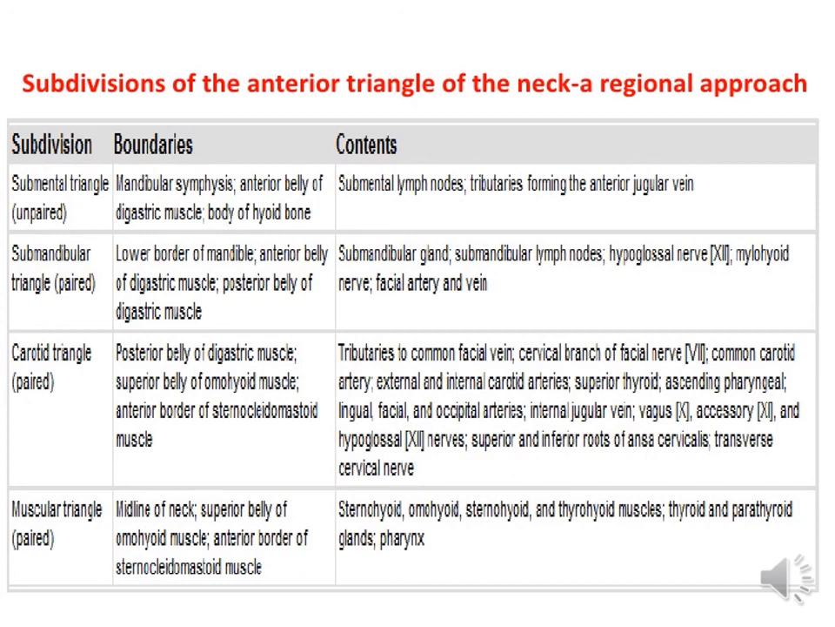The last triangle, the muscular triangle. Its boundaries: midline of neck, superior belly of omohyoid muscle, anterior border of sternocleidomastoid muscle. Its contents: sternohyoid, omohyoid, sternothyroid, and thyrohyoid muscles, thyroid and parathyroid glands, and pharynx, and the lower part of the larynx.